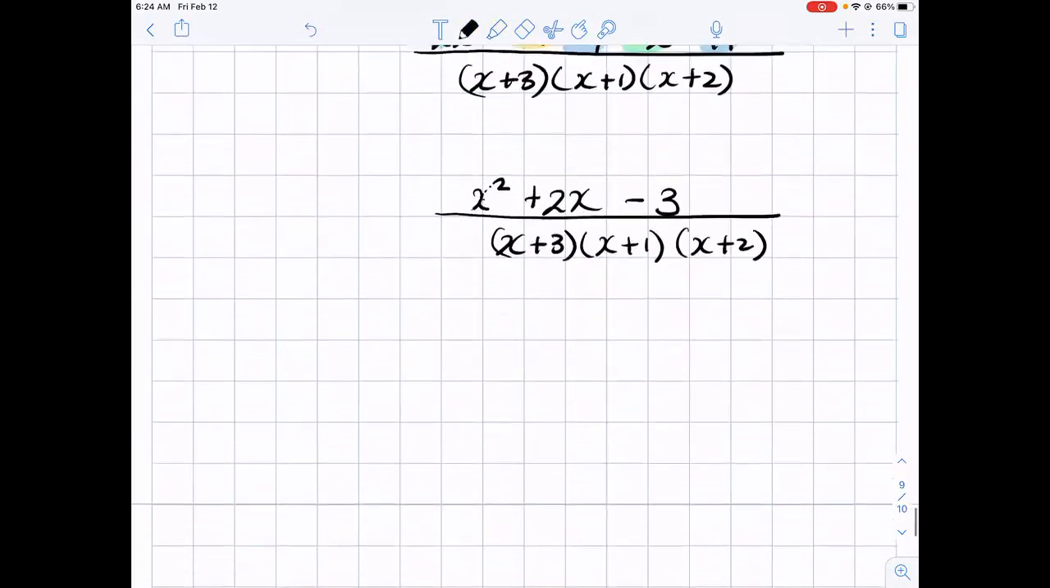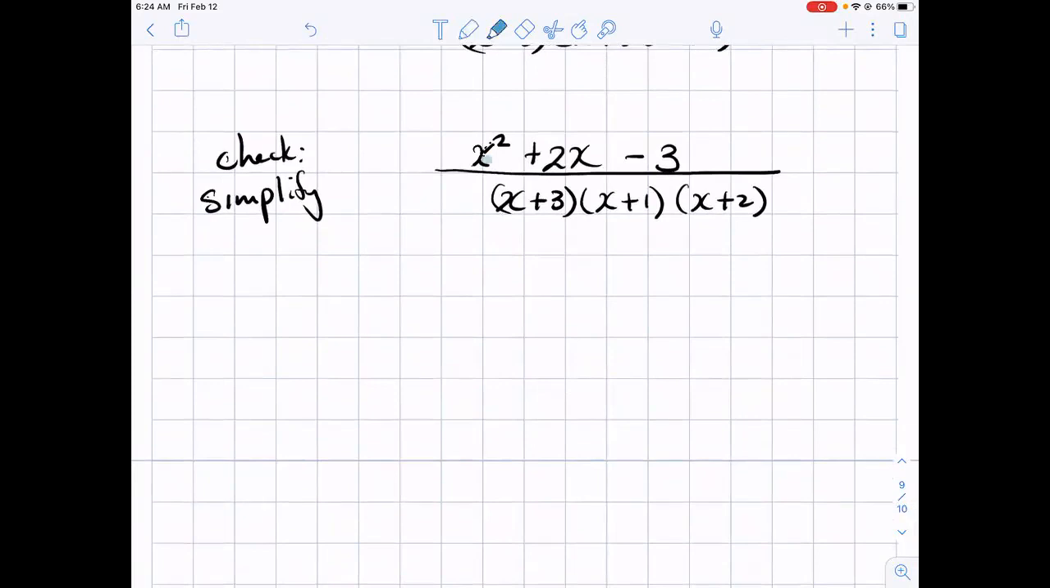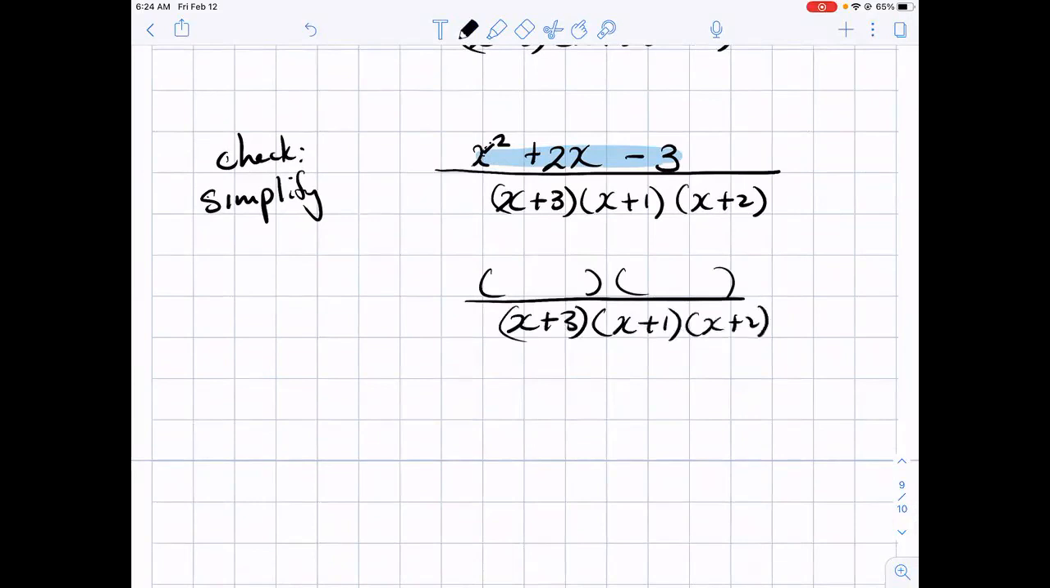And now we check simplification. So the numerator is quadratic, so that can be factored. Okay, so the denominator stays the same. But if you factor that numerator, you will get x plus 3 times x minus 1.